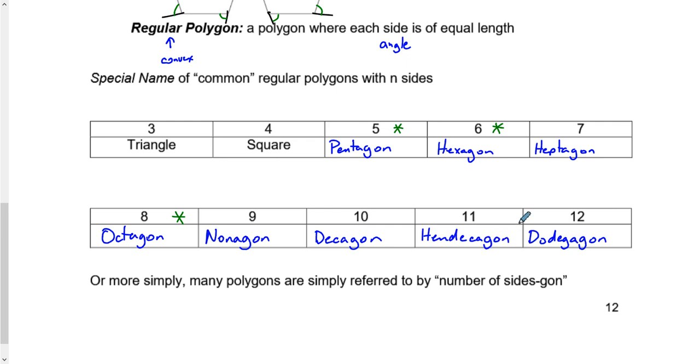A lot of these have Latin bases, but if you're just going to look for something general, some polygons are simply referred to by the number of sides that they have. For example, a dodecagon could just be a 12-gon, or a 15-sided figure, a 15-gon. There is a specific naming sequence for them, but for me, pentagon, hexagon, octagon, and obviously you need to know what a triangle and a square are.